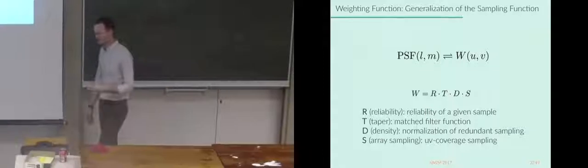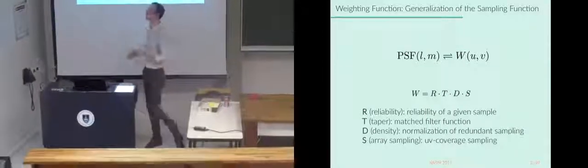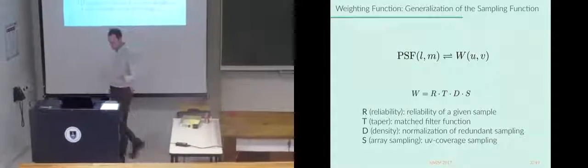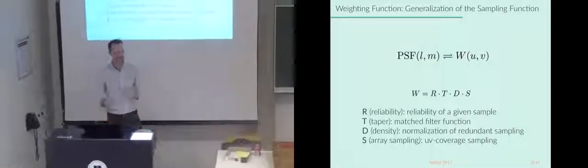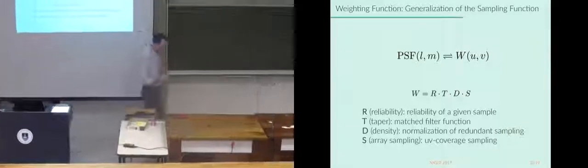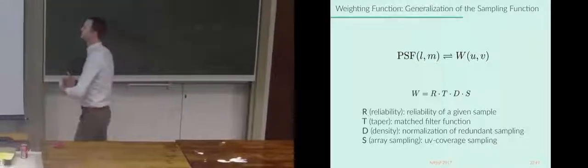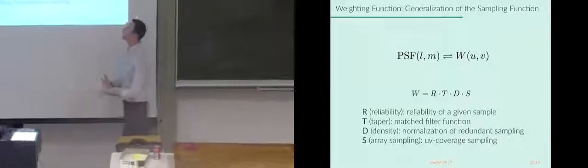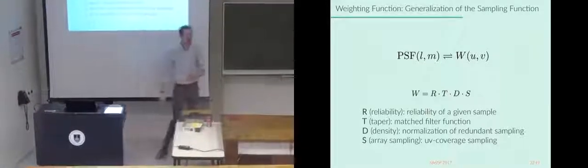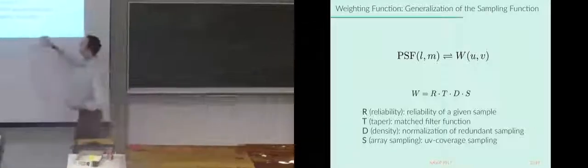It's not really an equation that you actually implement. It's just kind of a way of breaking it up into components. And it's the same with the weighting function. So far we've just been talking about the PSF, the Fourier transform of the sampling function, this geometrical sampling function. In reality, I've been lying to you. It's really more general, in this idea of a weighting function. And one of those components is this array sampling function, and probably it's the most important one.